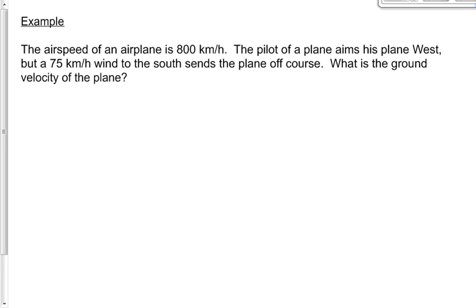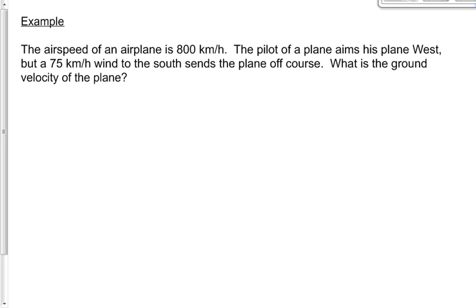The pilot of the plane aims his plane west, but there's a 75 kilometer per hour wind to the south, sends the plane off course. What's the ground velocity of the plane? What's the velocity of the plane relative to the ground? In other words, where does it actually go? Same question as we've just asked twice already, but just looks a little bit different.